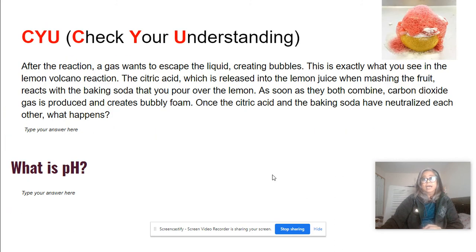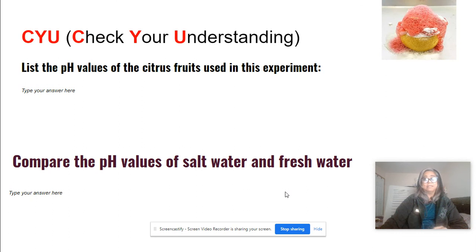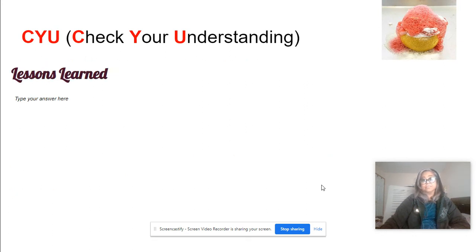Okay, and this is the last slide for the CYU slash experiment assignment. So, what is pH? Or let me see, I think there is another slide. Sorry about that. So, list the pH values of the citrus fruits used in this experiment. Remember, I used three. Now, compare the pH values of salt water and fresh water. Would there be a difference? And of course, lessons learned. The end for the last slide for this experiment assignment. So it's kind of a short assignment for the week. Would you agree?